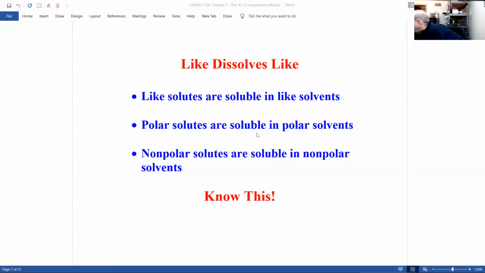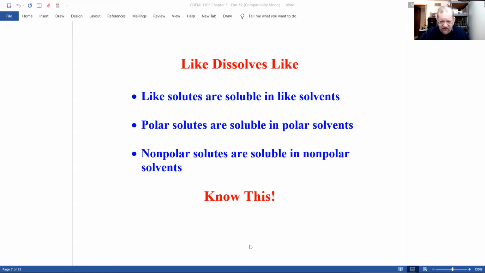All right, on Friday, I started talking about the concept like dissolves like. And this is a very important concept. We'll come back to this later because this explains how soap gets you clean. You didn't think the next time you wash your hands you're doing organic chemistry, but you are. And it involves like dissolves like.